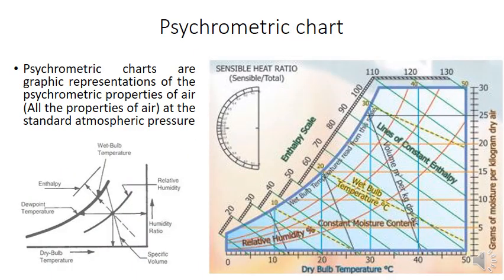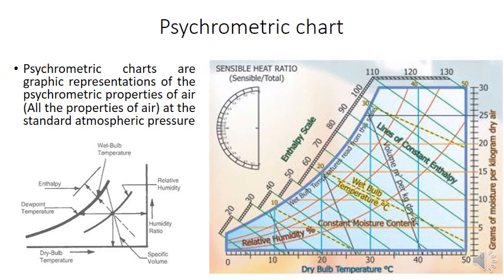Now this is the actual representation of different processes on a psychrometric chart. There are two figures, one colored, the other one black and white. On the colored figure there are several lines: blue lines, red lines, dark blue lines, black lines as well. First of all, this is basically the psychrometric chart. It's a graphical representation of all types of psychrometric properties at standard atmospheric pressure.